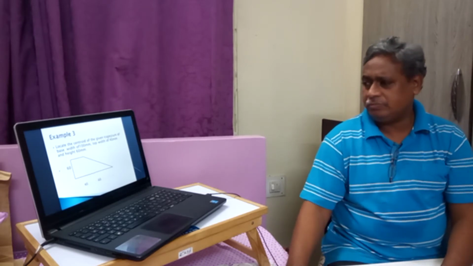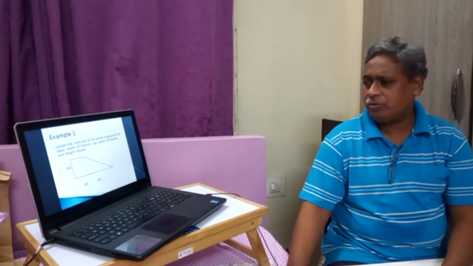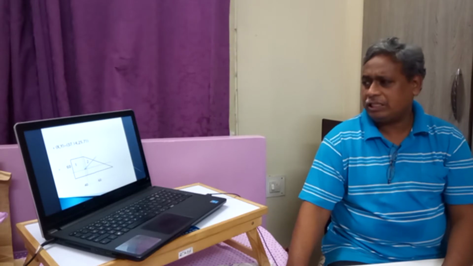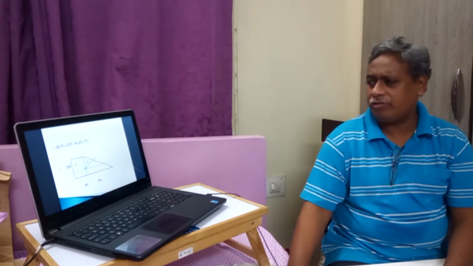That is, we can divide this figure into a rectangle of 60 into 40 and a triangle of 60 into 60. Therefore, we have divided this into two parts and we have found that the centroid lies at 37.14 and 25.14. It is here. Similarly, we can also do it by considering the entire boundary as a rectangle and removing this triangle from the rectangle. The results will be the same.